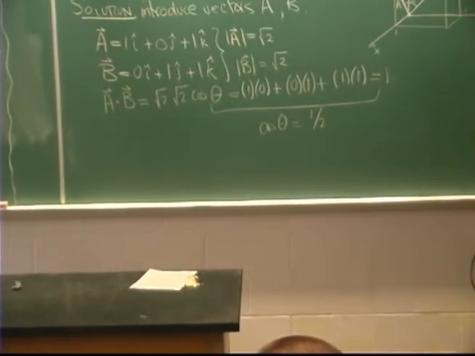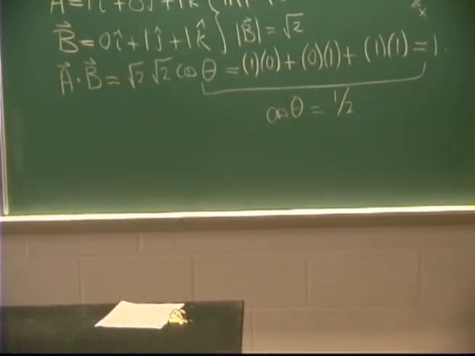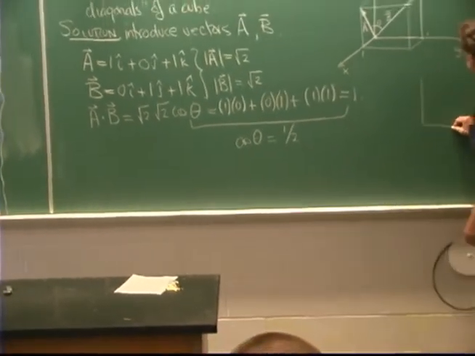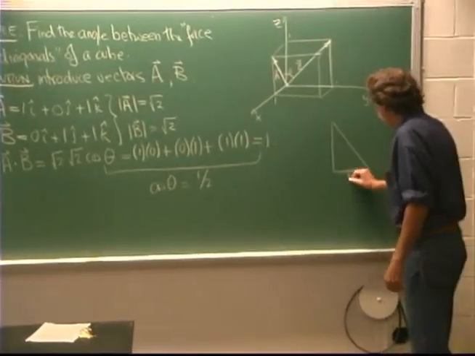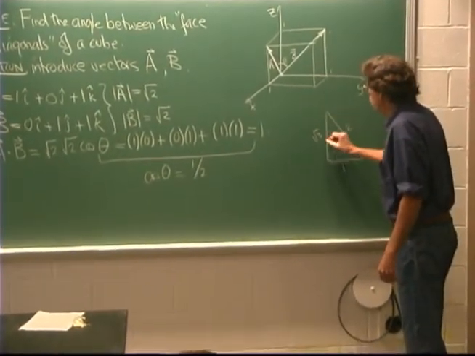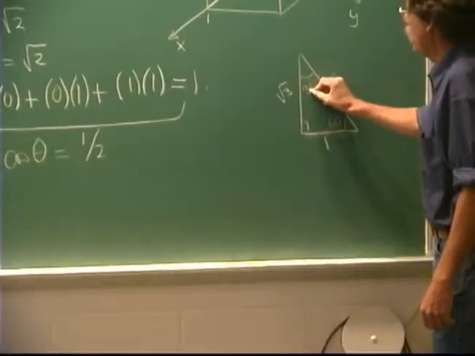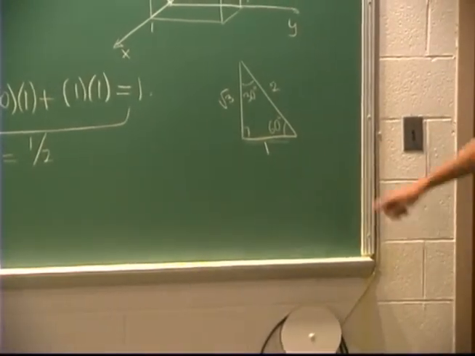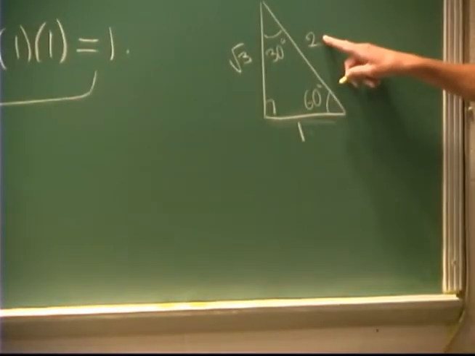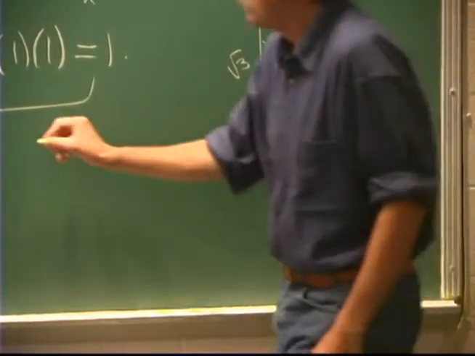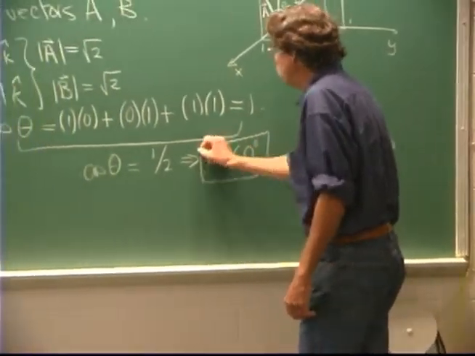Do you happen to know the angle whose cosine is 1/2? 60 degrees. This is a triangle that every student of physics should memorize, I think. 1, 2, square root of 3, the 30, 60, 90 right triangle. 60 degrees, 30 degrees. So the cosine of 60 degrees would be the nearby side, 1, over the hypotenuse, 2, so 1 over 2. So theta is 60 degrees. Everybody satisfied with that?